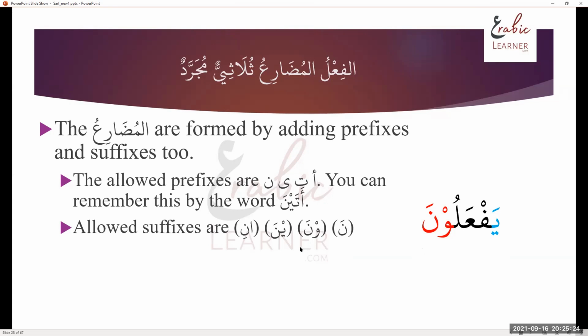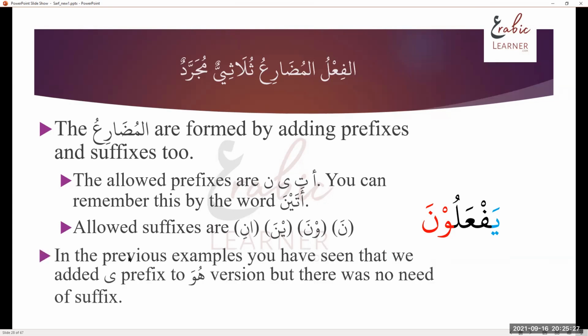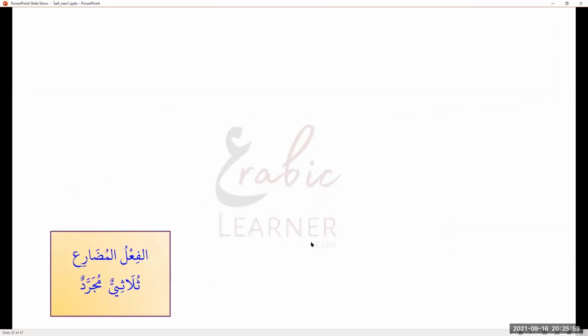Okay. So now in the previous examples, the 3 examples that we did of converting from Maadhi to Mudaare, what prefix did we add? We added ya. So for the Hua version, we added ya, one of these Ataina. But we did not add any suffix. So suffixes are not added for everything, and you will know it very soon in the next conjugation.